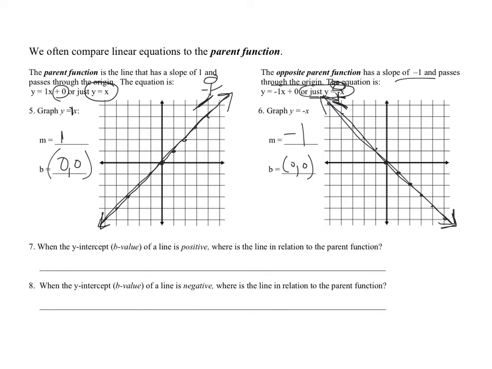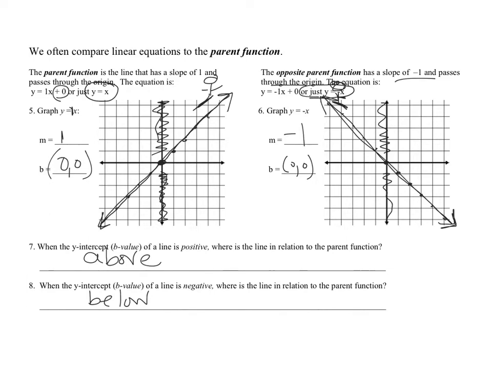Okay, so now let's look at 7 and 8. When the y-intercept of a line is positive, where is the line in relation to the parent function? Well, think about that. The y-intercept of the parent function is 0, 0. So think about any line that's positive. It's going to be anything up here, so it's going to be above the parent function. If it's negative, the y-intercepts are all down here, they're all negative. Well, those are going to be below the parent function.